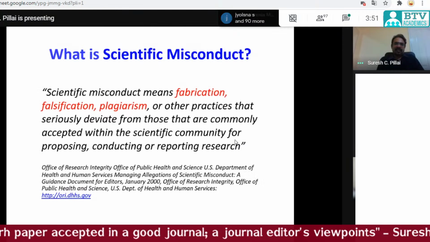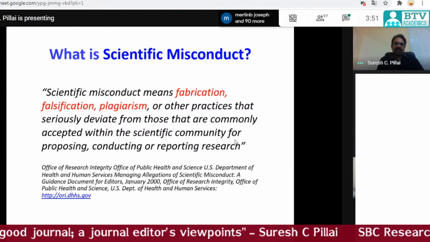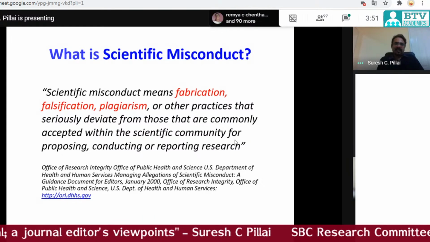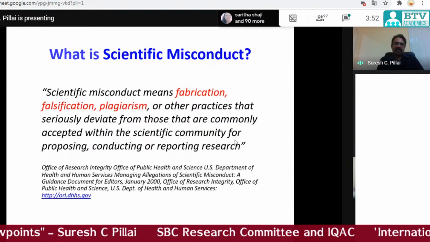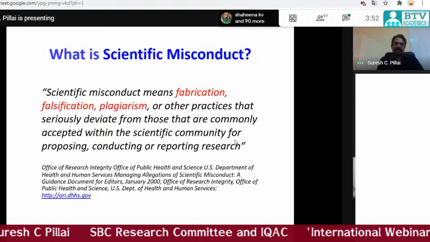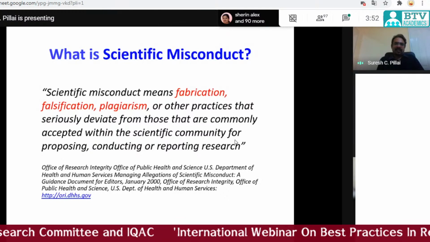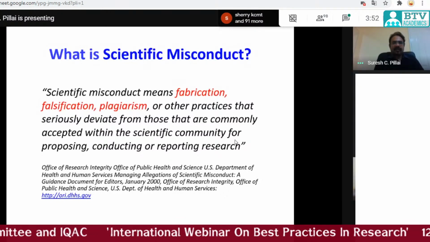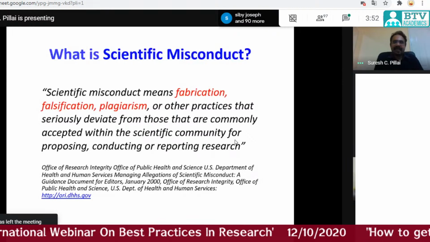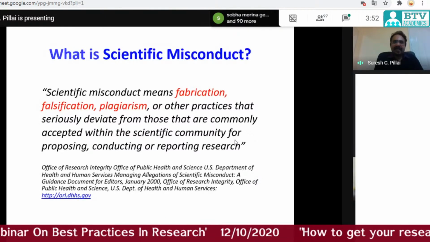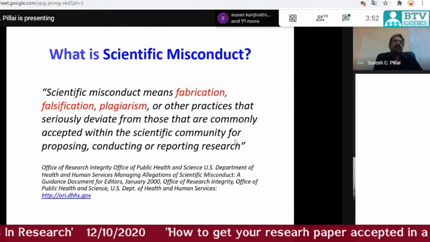So what is scientific misconduct? Scientific misconduct means fabrication, falsification, plagiarism, or other practices that seriously deviate from those that are commonly accepted within the scientific community for proposing, conducting, or reporting research. So scientific misconduct includes fabrication. So you fabricate results. You're getting results without any evidence. You're making up results. Falsification, false ideas, and also plagiarism, copying from others' work.